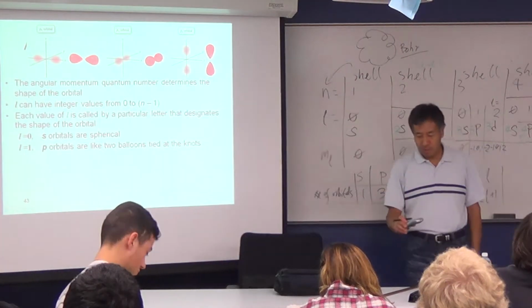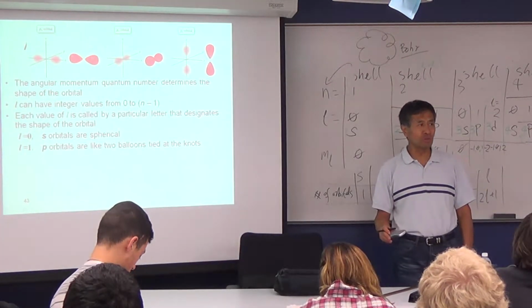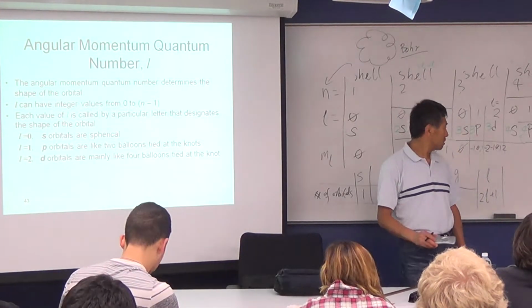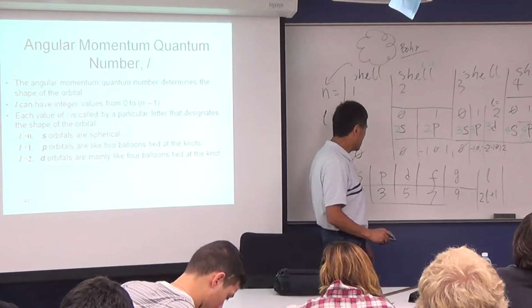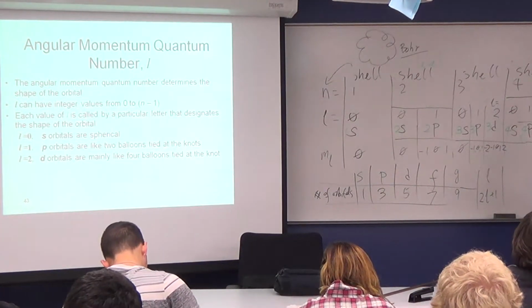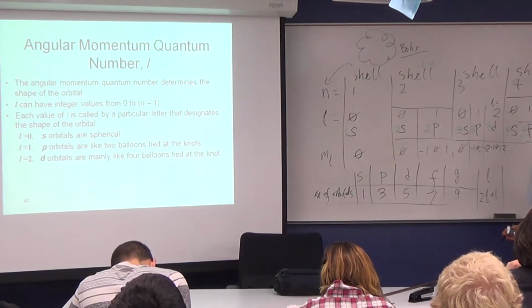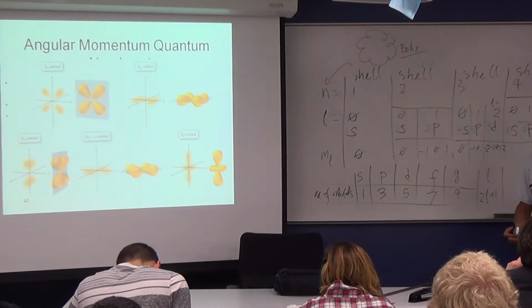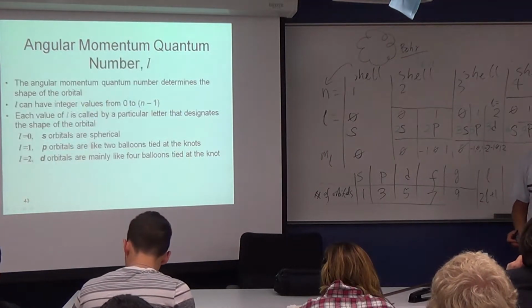So what is the letter you use for l equals 2? D. Right? So I think that's here. For l equals 3, what is it? Remember? F. Right? And this is d, and this is f.